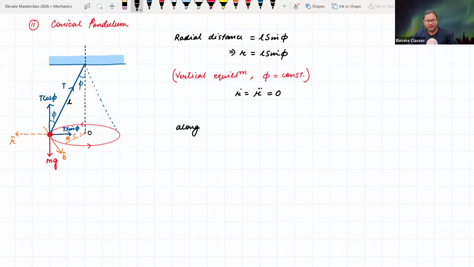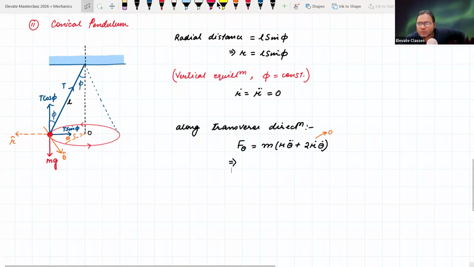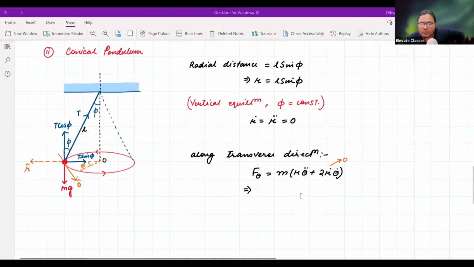Now, along... I can look at the transverse direction first. Along the transverse direction, what is the force equation? F theta is equal to m (r theta double dot plus 2 r dot theta dot), but r dot is equal to 0, right? So therefore, this basically becomes, what is F theta, guys, from the diagram? What is F theta?